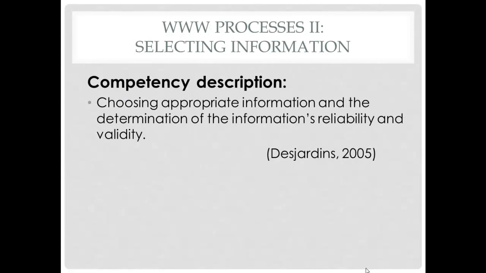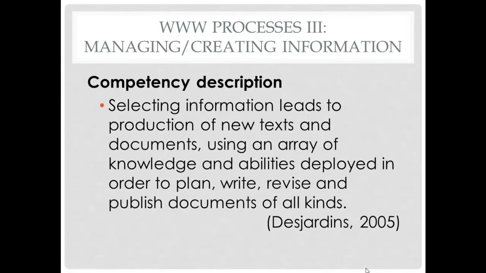World Wide Web processes 2, selecting information. A competency description can be viewed as choosing appropriate information and the determination of the information's reliability and validity. Desjardins 2005. World Wide Web processes 3, managing/creating information. A competency description can be viewed as selecting information that leads to the production of new texts and documents using an array of knowledge and abilities deployed in order to plan, write, revise, and publish documents of all kinds. Again, taken from Desjardins 2005.